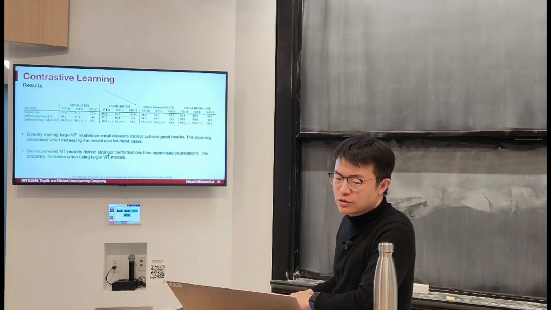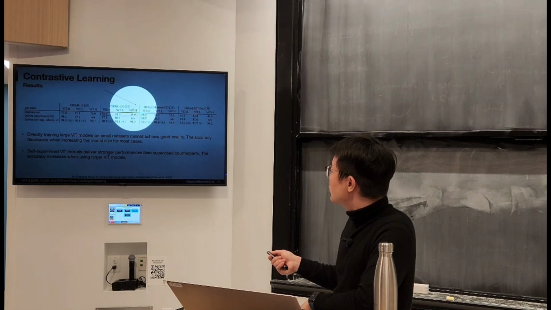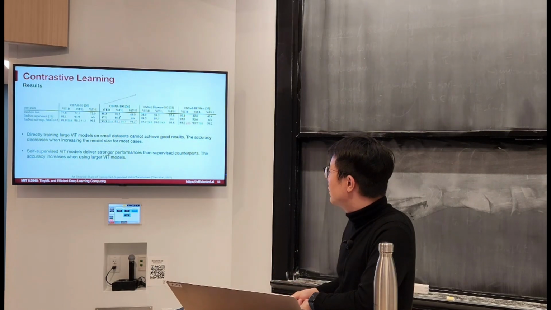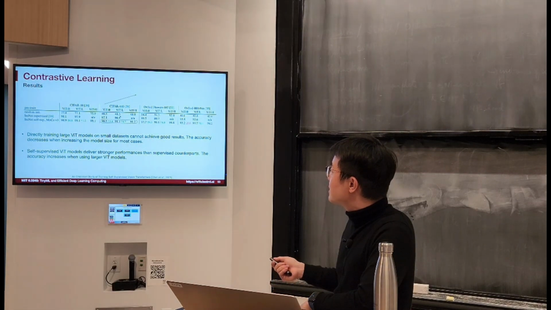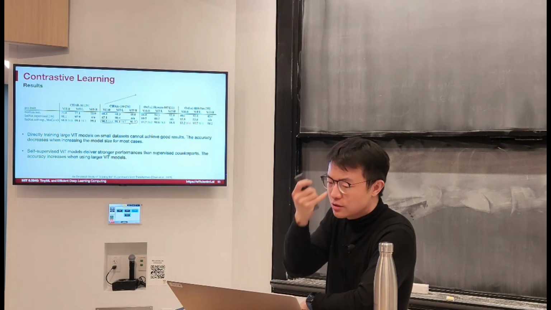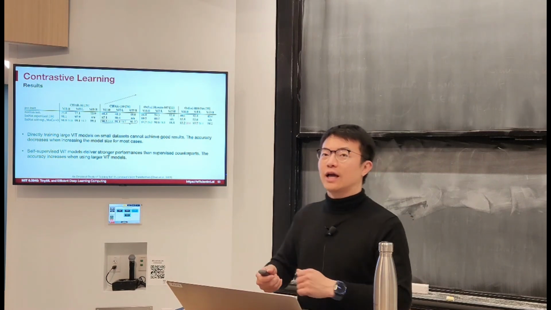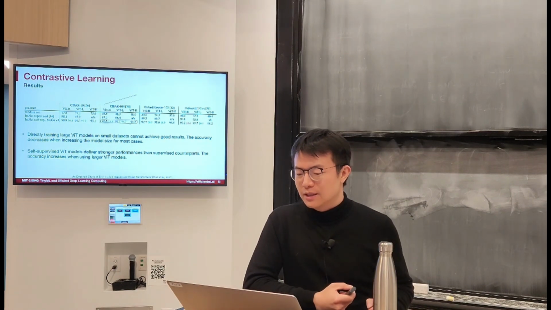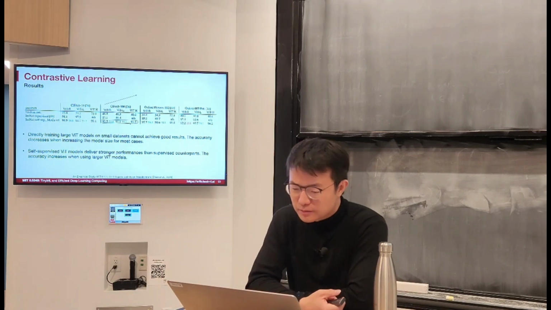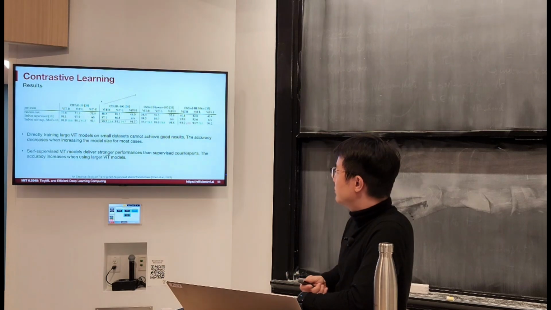As a result, with random init, we can see on CIFAR-10, as the model gets larger, it doesn't help. The accuracy gets even lower. But with self-supervised learning in this way, when we increase the model capacity from ViT-Base to ViT-Huge, it delivers stronger performance. The self-supervised ViT actually delivers stronger performance than the supervised counterpart, and the accuracy increases when using a larger ViT model.